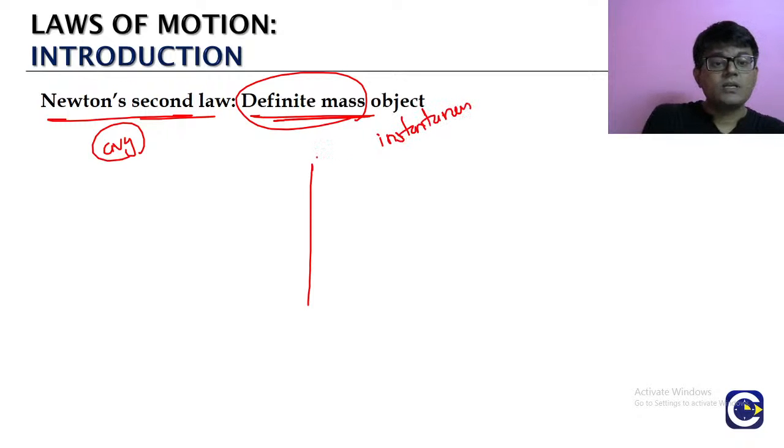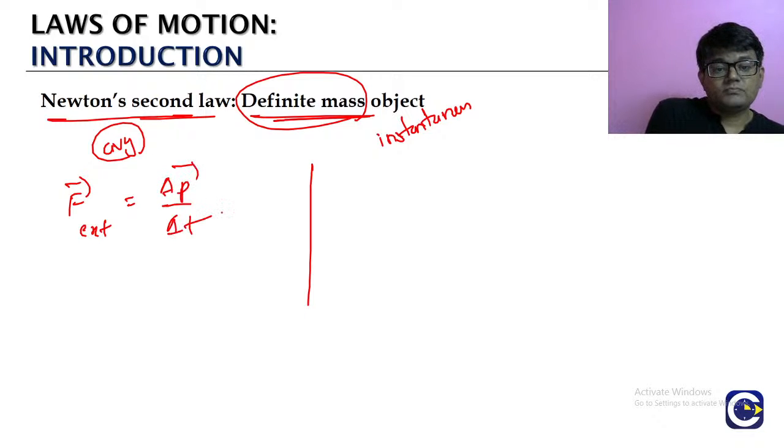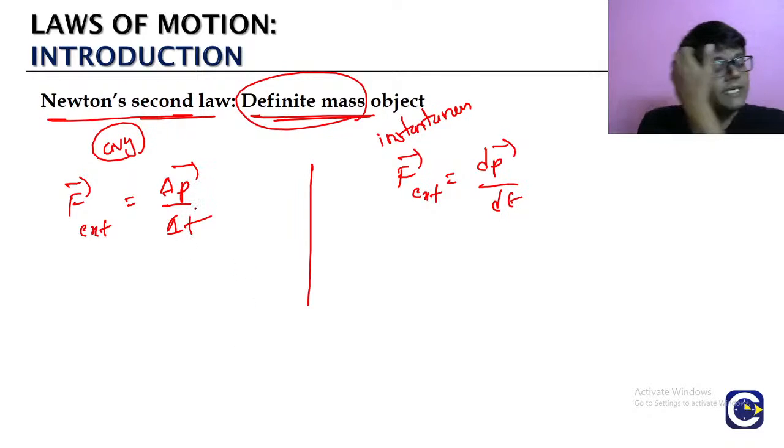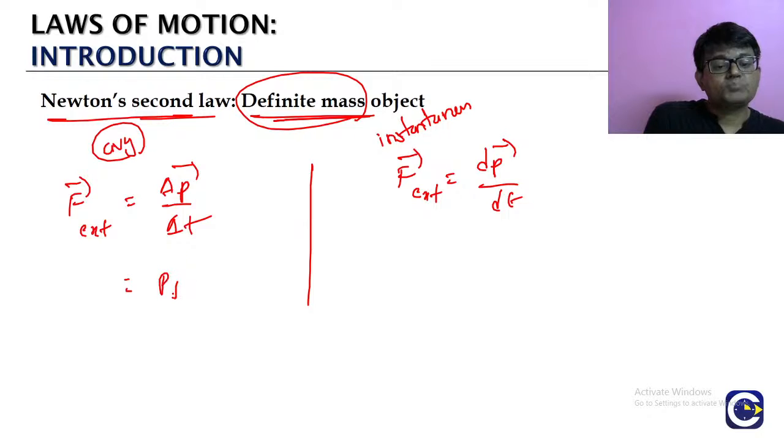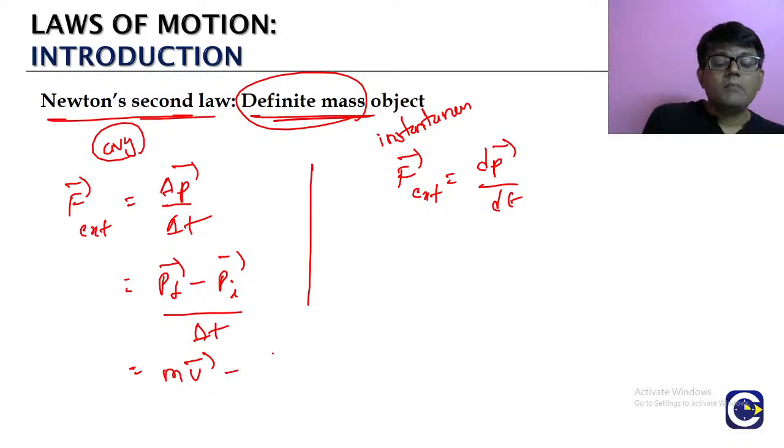Now here we'll look at either the average formula or the instantaneous formula. What is the statement? External force acting on the object is equal to the rate of change of momentum. Now remember, here rate of change of momentum means final momentum minus initial momentum. What is final momentum? M into final velocity, let's say V, minus initial momentum, which is M into U. Look at this, M is common.